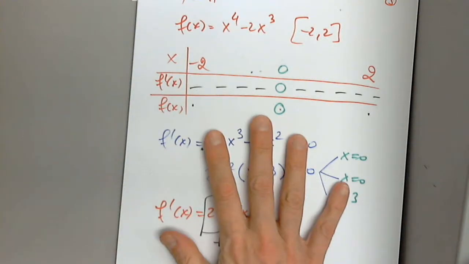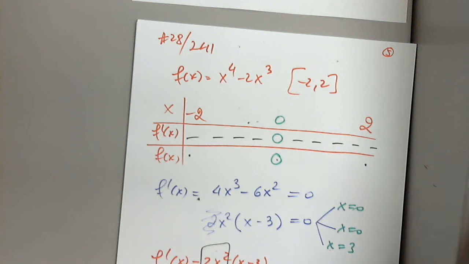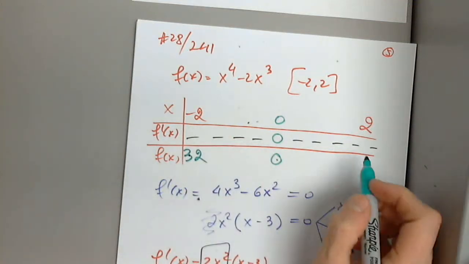So I have to plug negative 2 and positive 2 into the function. I go to my calculator and punch in the function: x to the fourth minus 2x cubed. Now with second and table, all I need is negative 2 and 2. So 32 and 0. I go back to my chart, 32 and 0.